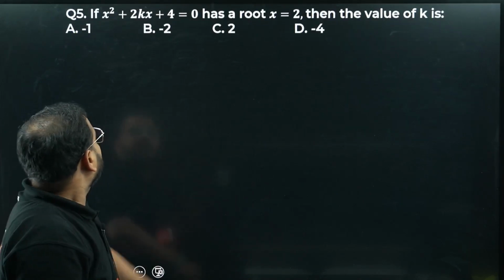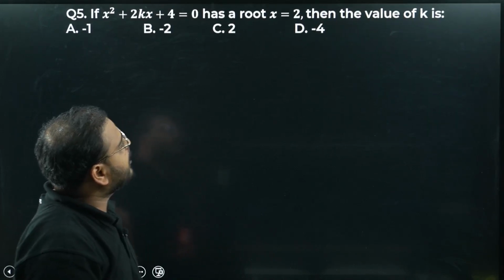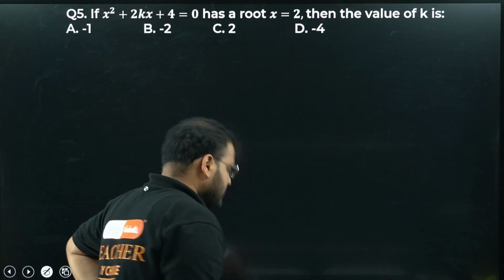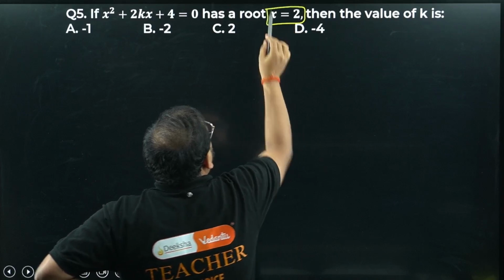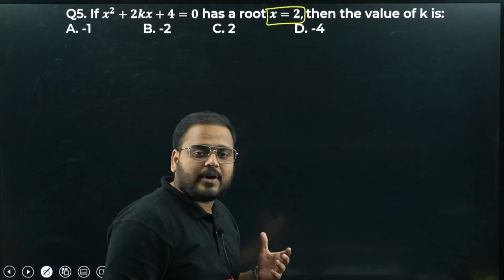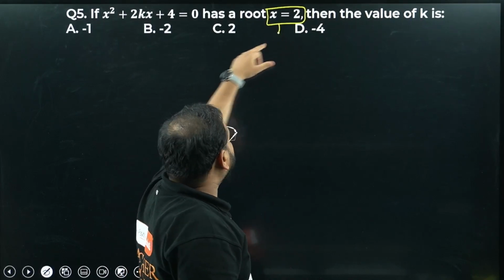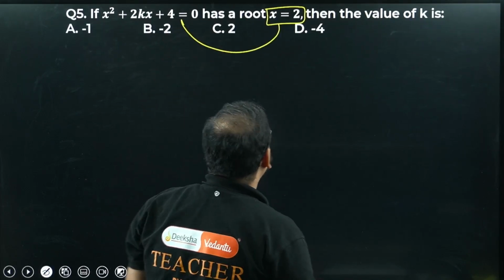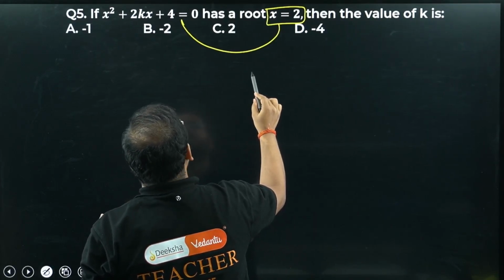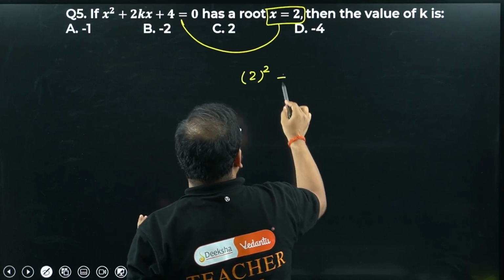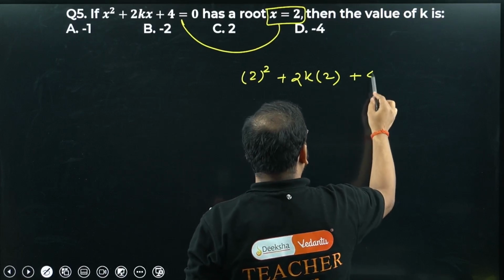Okay, if x square plus 2kx plus 4 equals to 0 has a root x equals to 2, then the value of k is, have a look. Root means what? Such value of x which will satisfy the equation, correct? Satisfying means LHS becomes equals to RHS. So I can replace x by 2. So 2 square plus 2 times k times 2 plus 4 shall be equal to 0.